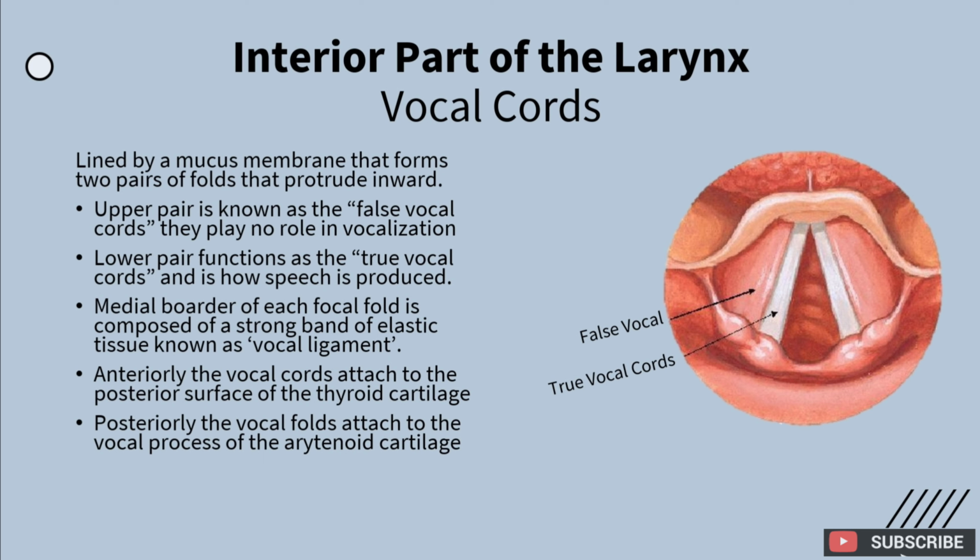The medial border of each vocal fold is composed of a strong band of elastic tissue that is known as your vocal ligament. Anteriorly, the vocal cords attach to the posterior surface of the thyroid cartilage. Posteriorly, the vocal folds attach to the vocal process of the arytenoid cartilage. And just so you can see, the top part of the picture is your anterior side, and the bottom part of the picture is your posterior side.